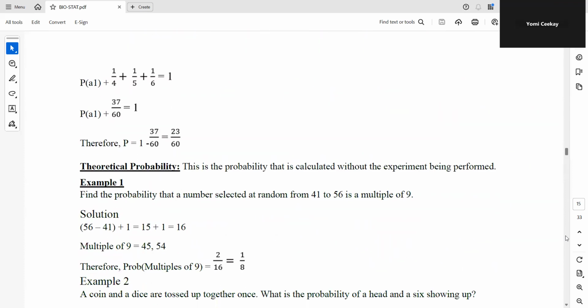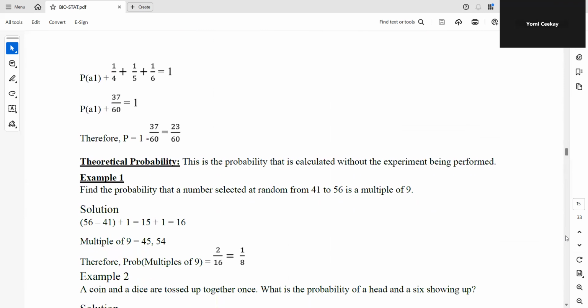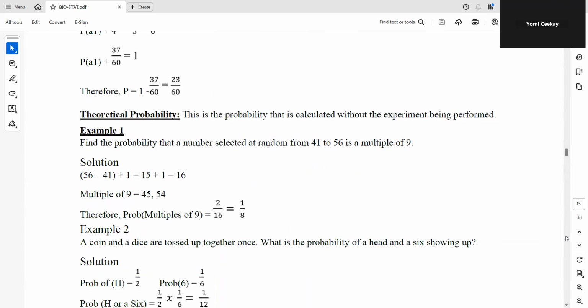Now, theoretical probability. This is probability that is calculated without the experiment being performed. Probability that is calculated without the experiment being performed.